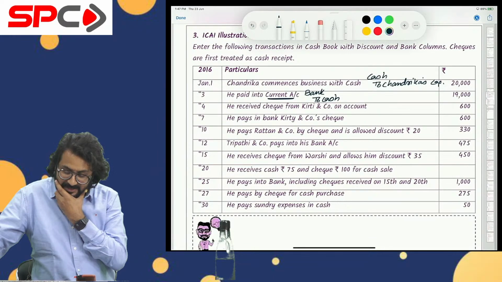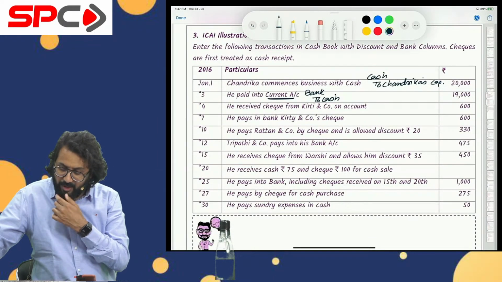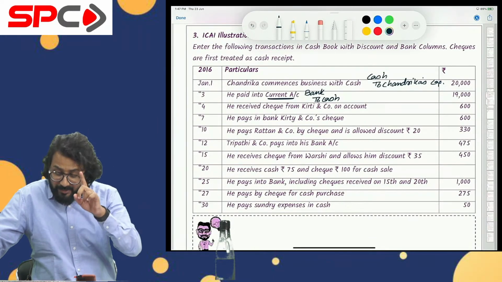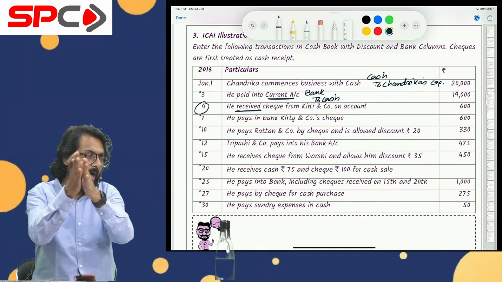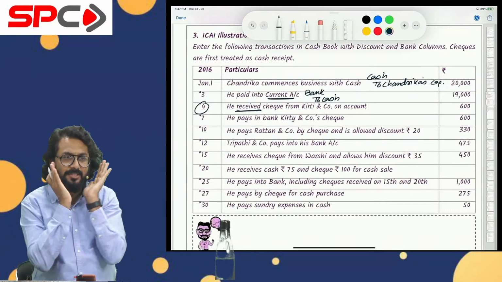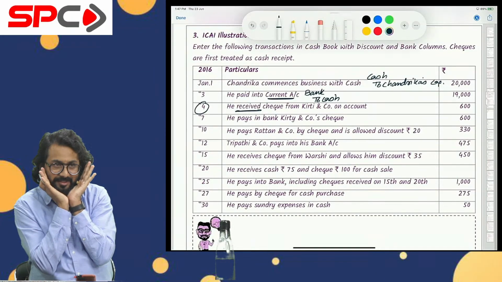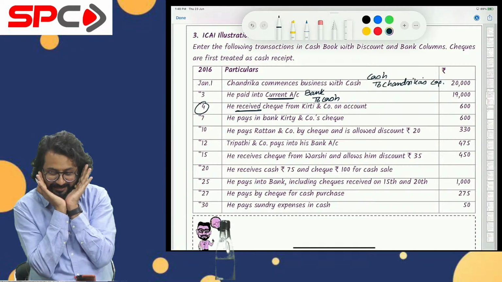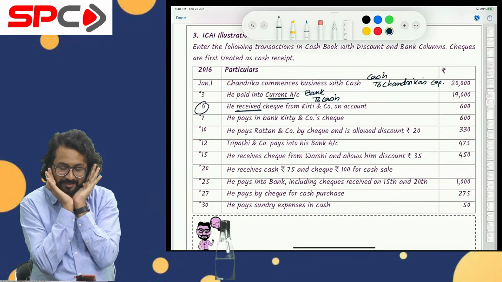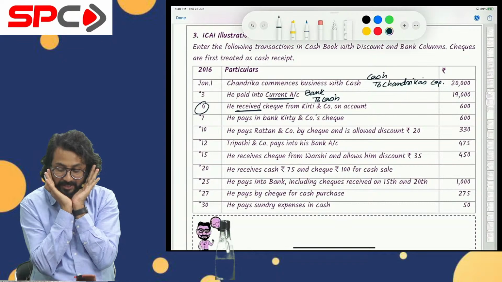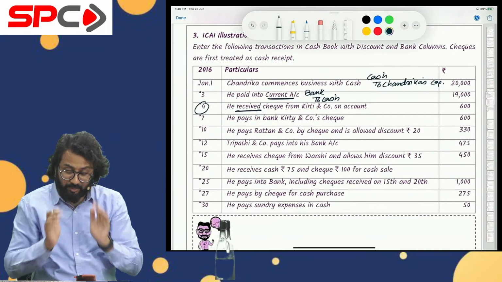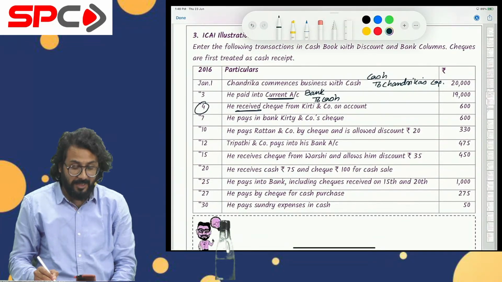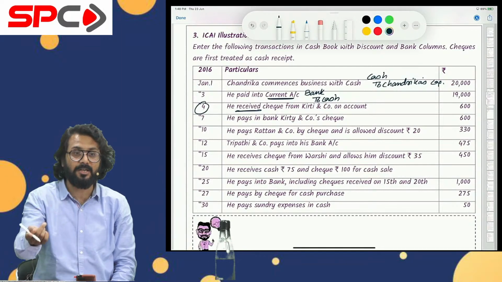Next, he received check from Kirti and Company on account. Please listen to me. On 4th he received the check. Everyone, on 4th he received the check. Gulab ke phool, dekh. He received check from Kirti, and then what he did? He pays in bank Kirti Company's check. Do you understand? So on 4th he received check, and on 7th he deposited the check into the bank.